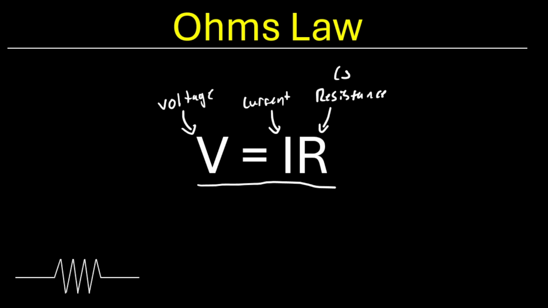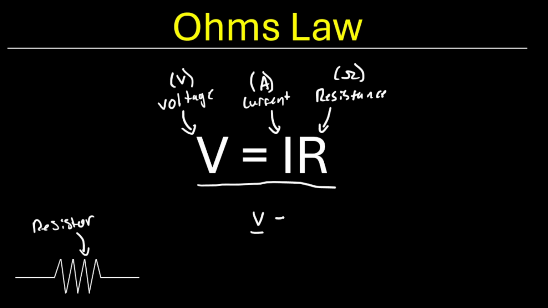Resistance is typically given in ohms, and if you're unfamiliar, this guy right here is a resistor, and a resistor is just a passive circuit element that restricts the flow of current. Now, current is given in amps, and voltage is typically given in volts.